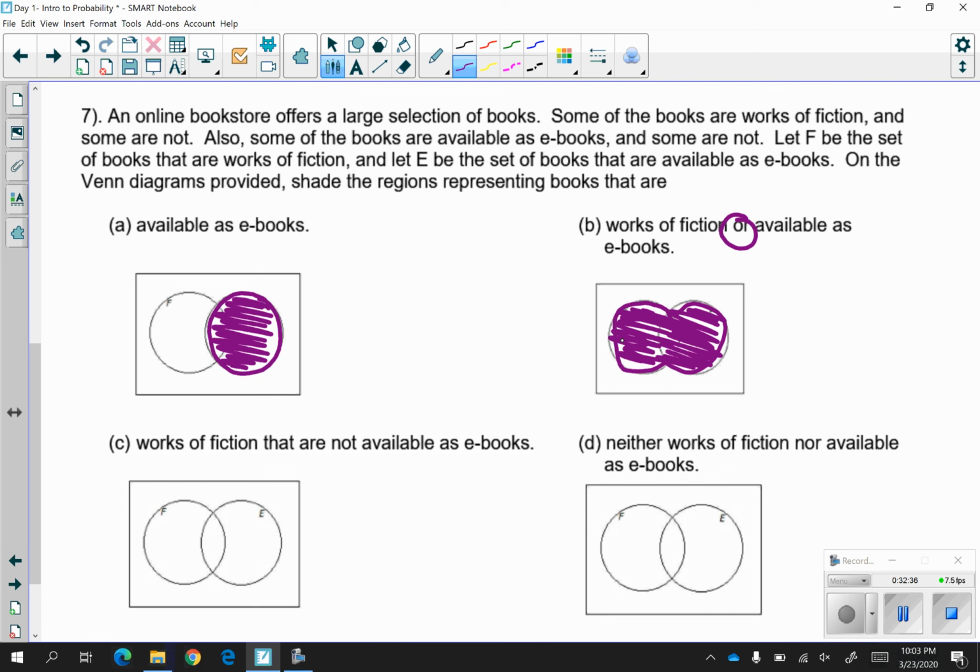For C, we're talking about works of fiction that are not available as ebooks. So you want to talk about fiction, but you don't want their overlap because the overlap is also ebooks, which you don't want. And D, neither works of fiction nor available as ebooks. So you don't want either of the circles. I would circle them, we'll outline them, and then make sure you fill in everything outside of those circles.